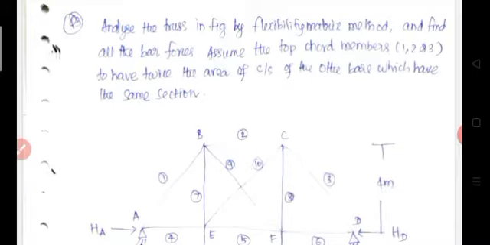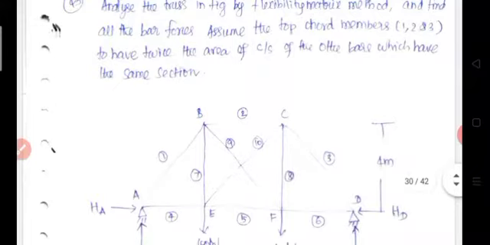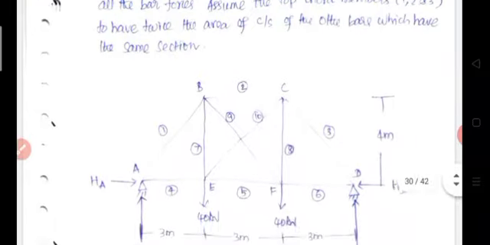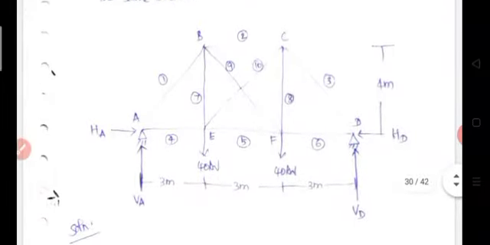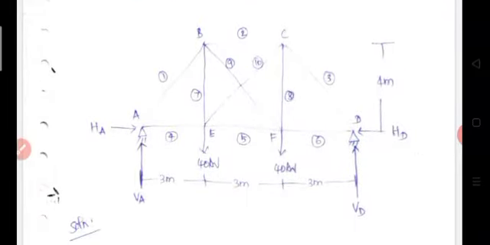Assume the top chord members 1, 2, 3 to have twice the area of cross section of the other bars, which have the same section. So this is our indeterminate truss. It has two supports. At support A and D, both the supports are pinned. Okay. So it is our truss.